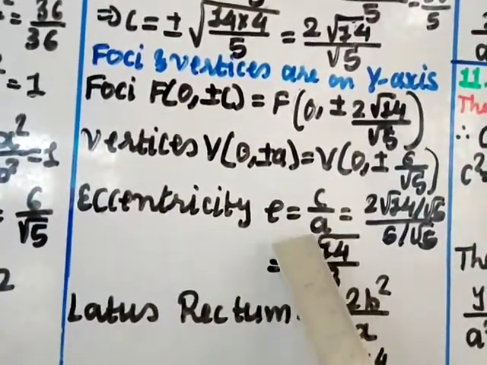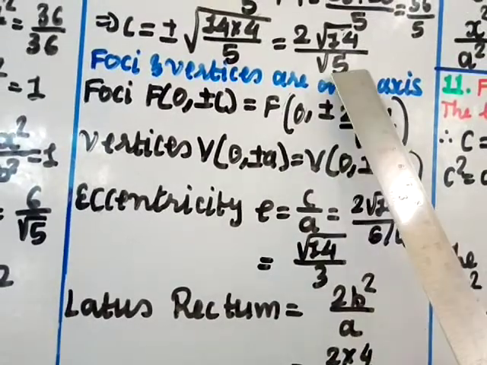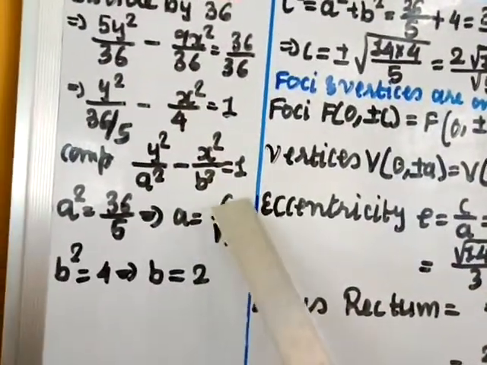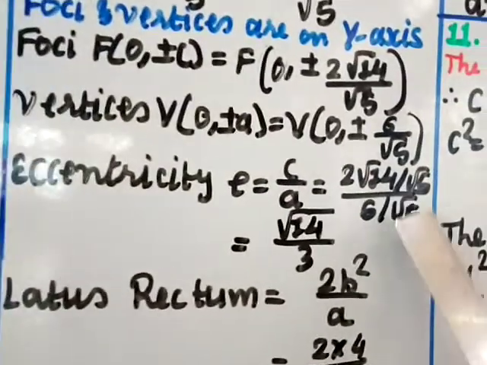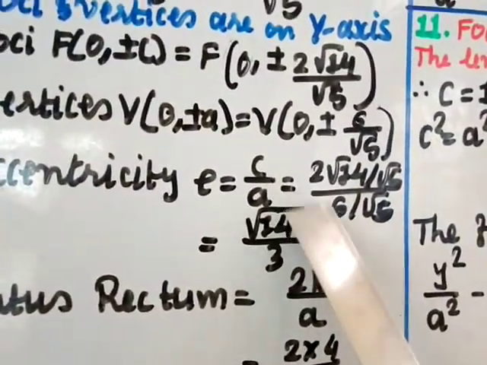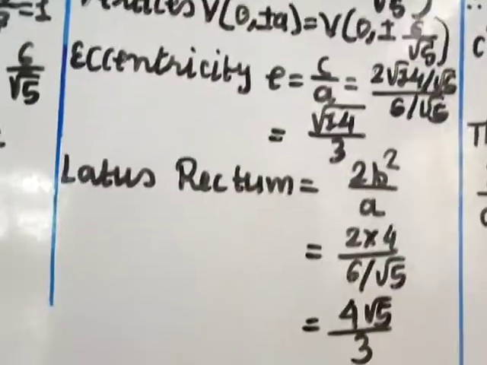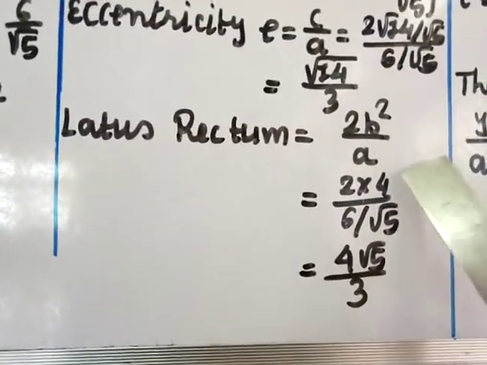Eccentricity equal to c by a. c value is this one, 2 root 14 by root 5, and a value is this much, 6 by root 5. Okay, root 5 cut, you can cut the 6 by 2, so you get here root 14 by 3. That is the eccentricity. Now length of the latus rectum is 2b square by a.